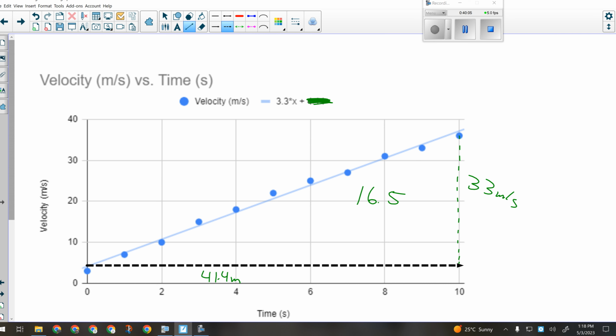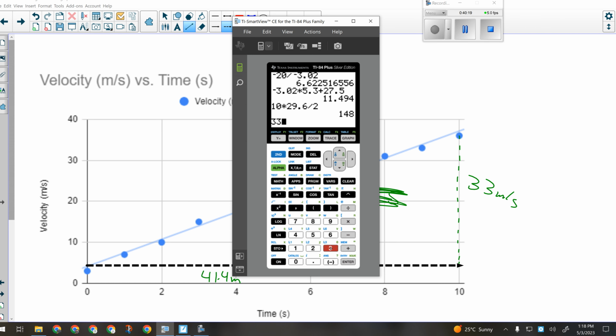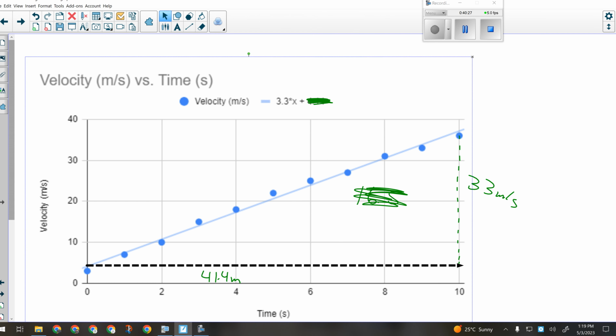Oh, I didn't multiply. I didn't multiply by 10. Okay, so this is the height of the triangle. I got to multiply it by 10 and then divide by 2. Oh, it seems small. Okay, so 330 divided by 2. All right, so this is 165. That makes more sense because the triangle is way bigger.